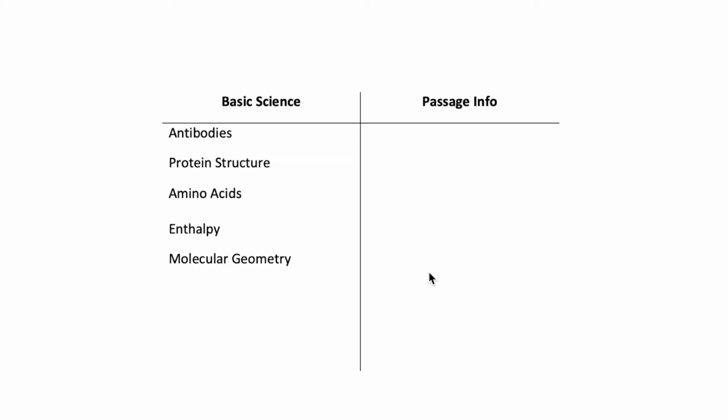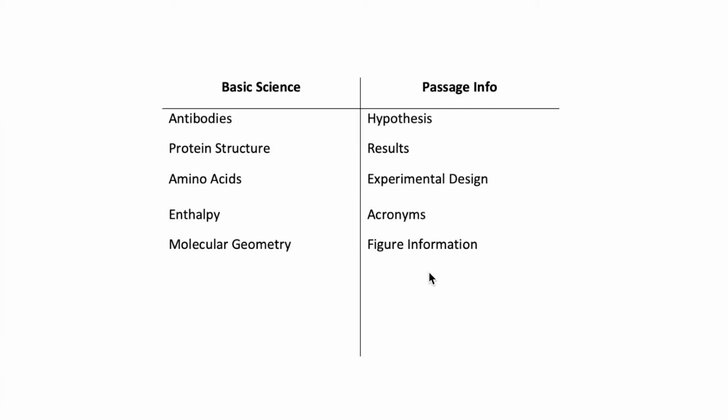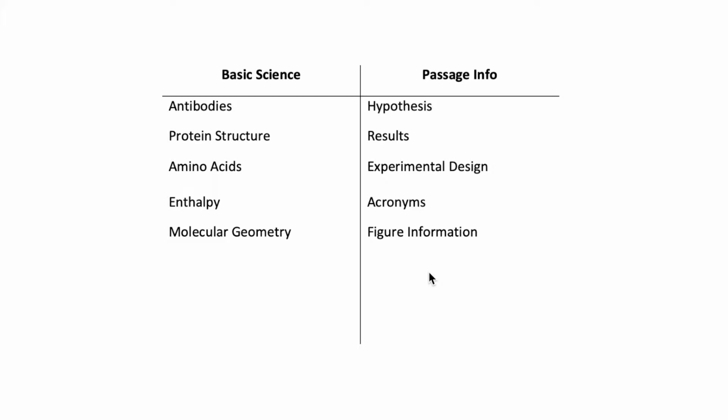Passage information is information unique to the passage that you do not need to have a prior knowledge of. Examples include the hypothesis of the passage, stated results, experimental design, acronyms of proteins and other things that you're not familiar with, figure information, and so on and so forth.